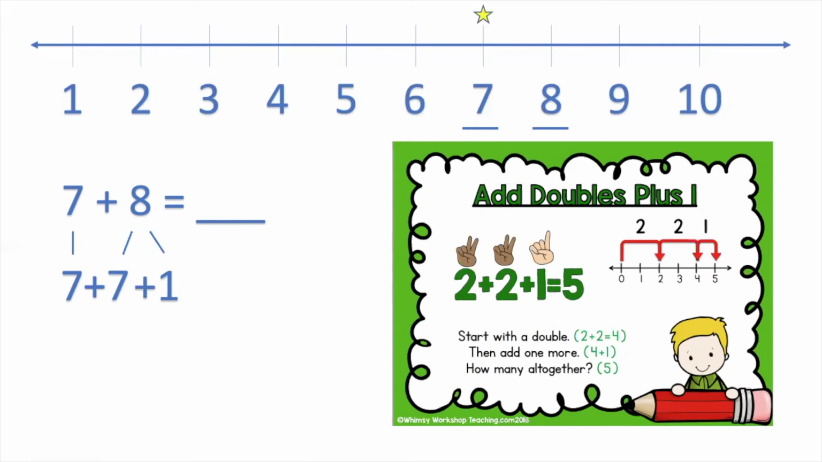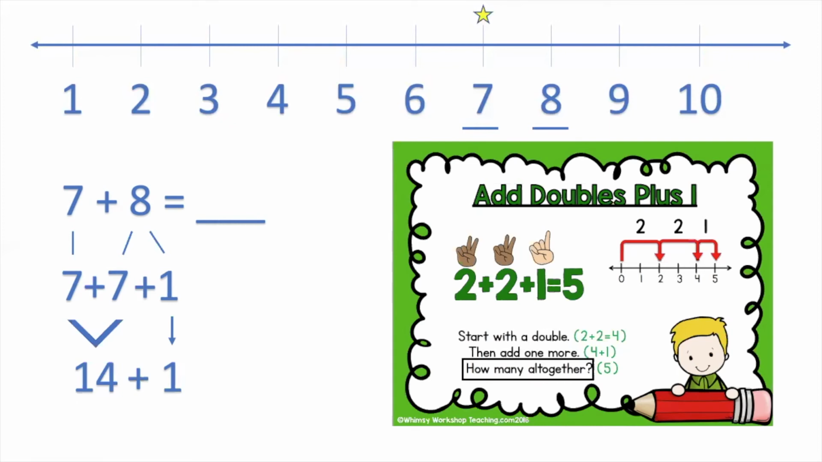I'm going to use my steps. Start with a double. My double is 7 and 7. That equals 14. Second step, then add 1 more. I'm going to bring down that 1, so now my equation is 14 plus 1.